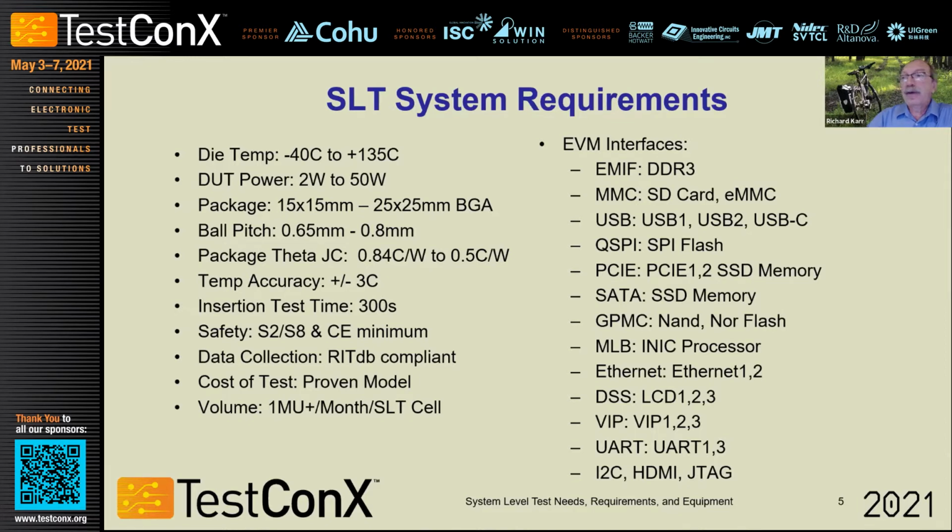At the same time, our DUT power was ranging from 2 watts to 50 watts within the same family and sometimes within the same device. The initial target test time for one insertion was 300 seconds, right? 5 minutes. We wanted to get some proven throughput models to improve our cost of test modeling. And we're looking for a typical target volume of about 1 million units per month. So that kind of shows what the basic system requirements are.